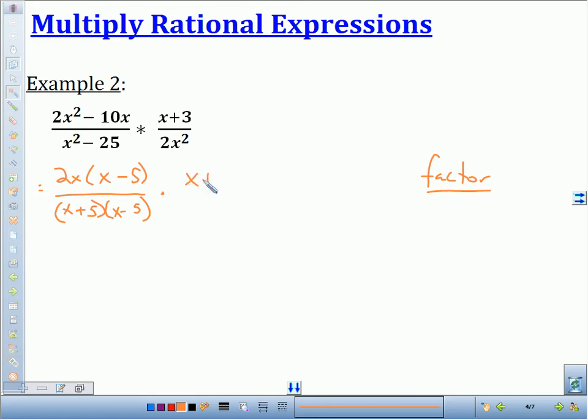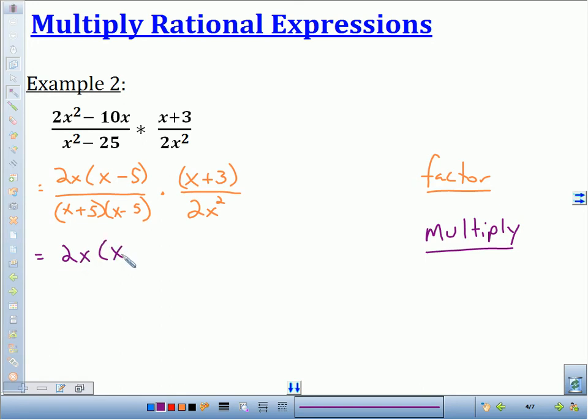Over here we cannot factor x plus 3, so we're just going to leave it that way. And we cannot factor 2x squared. Our next step here would be to multiply. And again, multiplying, it's just combining everything all together in one big pile. So 2x times x minus 5 times x plus 3, over, I'm going to move 2x squared to the front, 2x squared times x plus 5 times x minus 5.